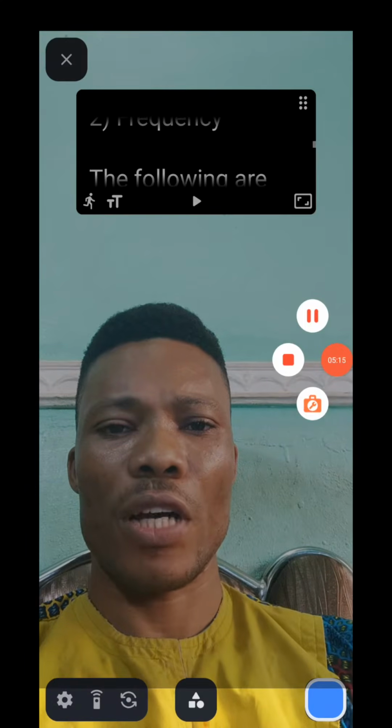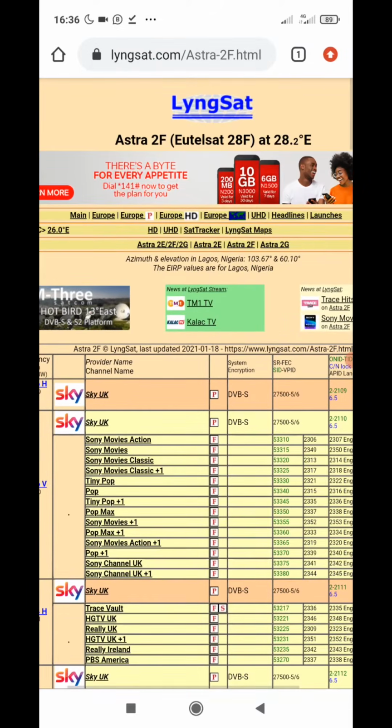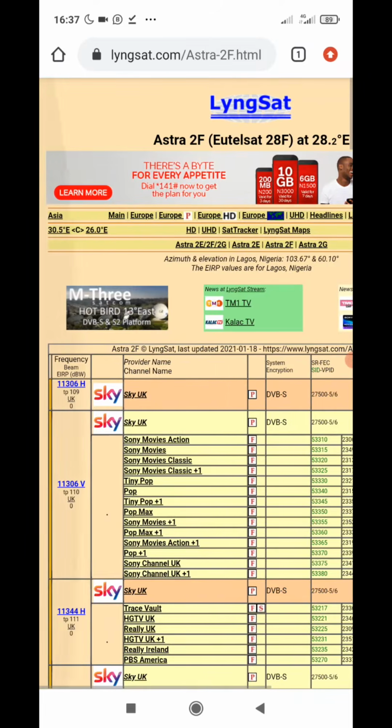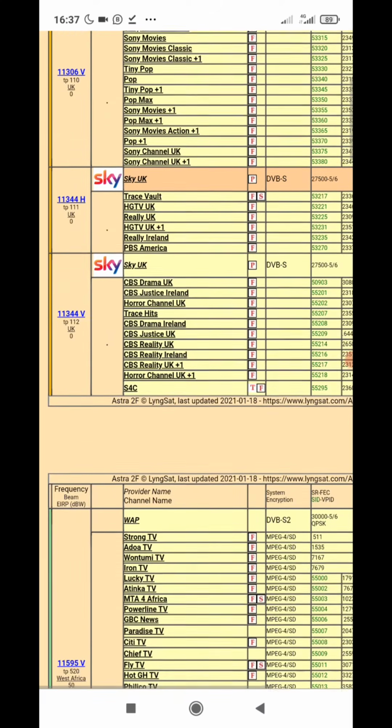So let's pause and have a look. You can see from the site, longitude is the name that is named after the satellite. From what we are seeing here, you can see Astra 2F, Eutelsat 28F at 28.2 degrees east. So 28.2 east is the longitude. Next we are going to look at the frequency.